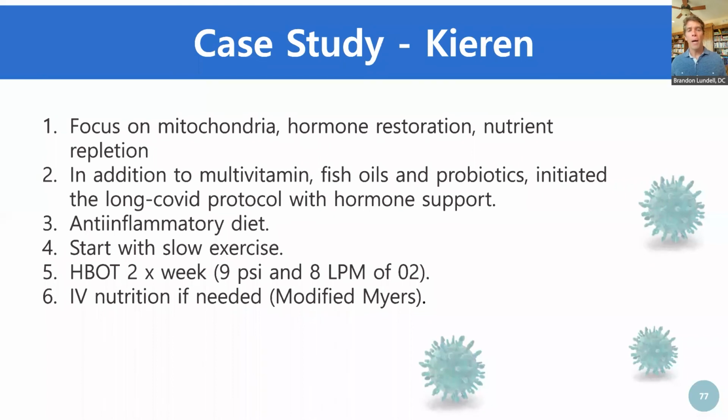So that modified Myers is really helpful. It's got leucovorin in it, methyl B12, trace minerals, those kinds of things. But I use hyperbaric: you want to go to at least 9 psi, 8 liters per minute of oxygen, at least twice a week, if not more. If you have a higher pressure chamber, great. If you have a 4 psi, that's fine too. It just takes longer to get the results.